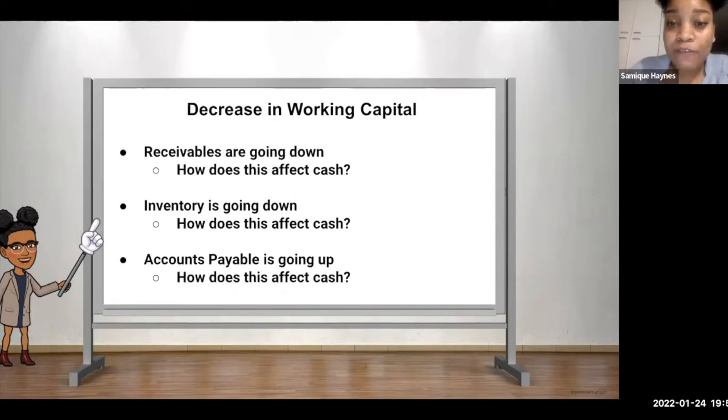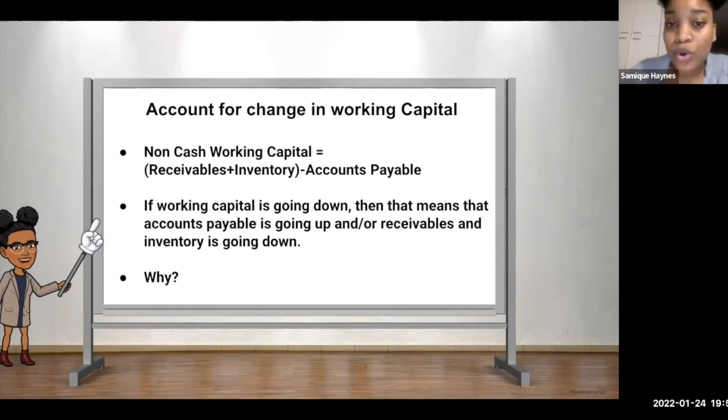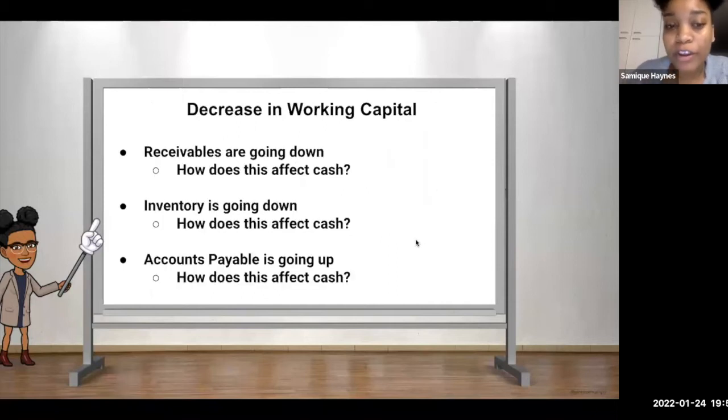So what will have to happen for working capital to go up? For this to go up, what will have to happen to these variables? A decrease in accounts payable, good job, and or receivables and inventory are going to go up. Very good. So let's think cash now.